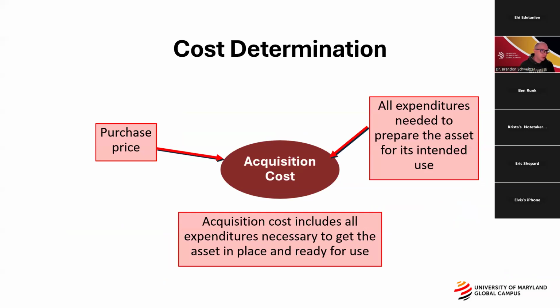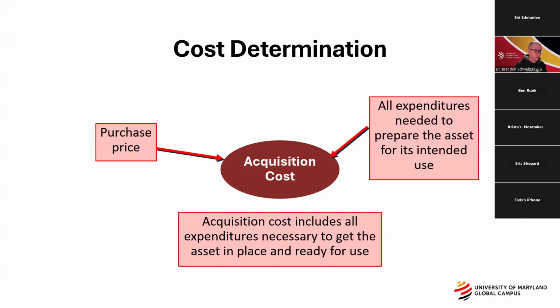So the acquisition cost, as I had mentioned, is not just the purchase price. It also includes other expenditures required in order to get that asset ready for use. So the shipping, the assembly, the installation, testing costs, all of these are included in that total cost of acquisition. All the expenses needed to prepare the asset for its intended use and get it ready and all that jazz. All of that together equals the total cost of the acquisition.